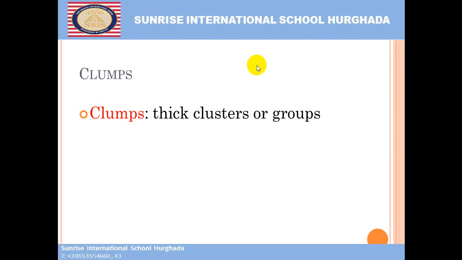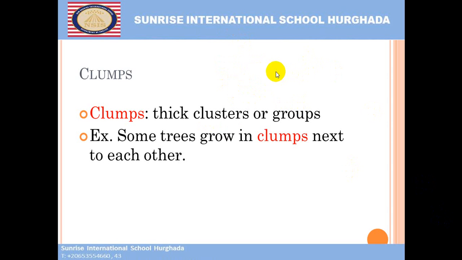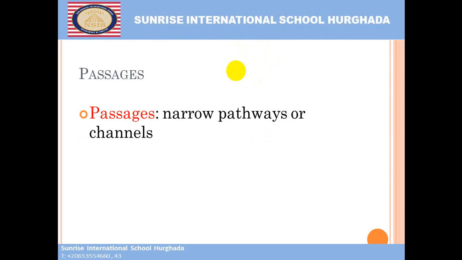Our next word is the word clumps. And clumps are thick clusters or groups of something or anything, to be honest. Okay? So, sometimes trees grow in clumps next to each other. So they grow in groups or clusters next to each other.